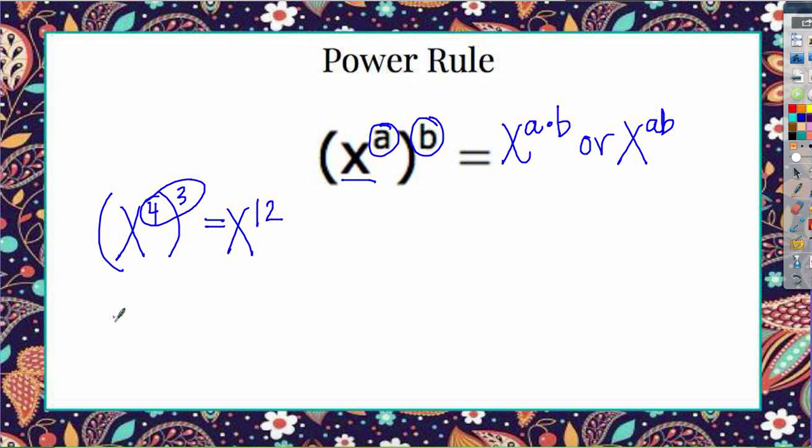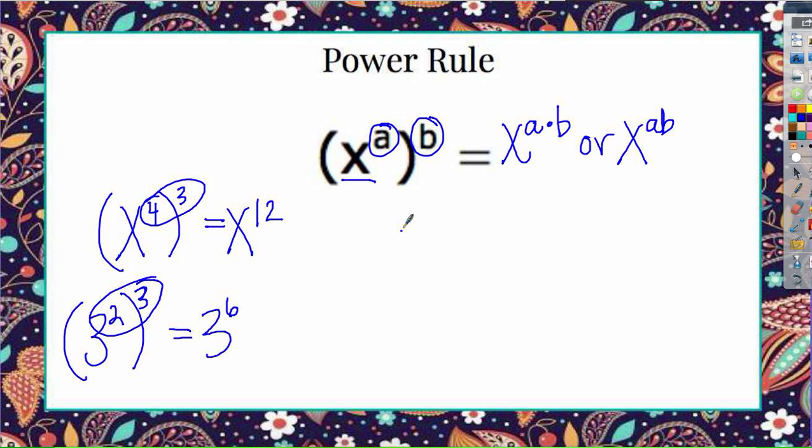Works the same way with numbers. I could have 3 to the second power to the third power, and I would multiply just the exponents to get 3 to the 6th power. Now if I have a bunch of things in the same parentheses, I've got to understand that that exponent is going to be distributed to everything.